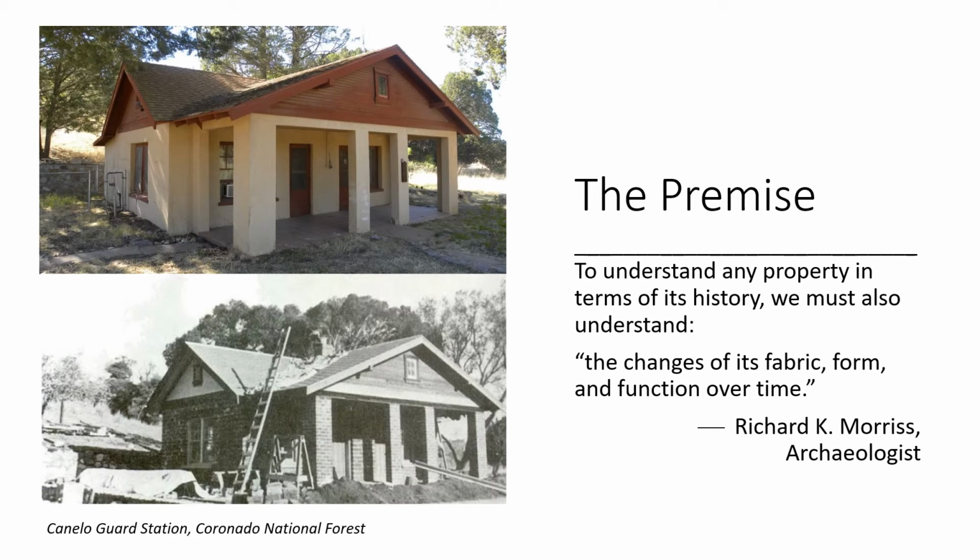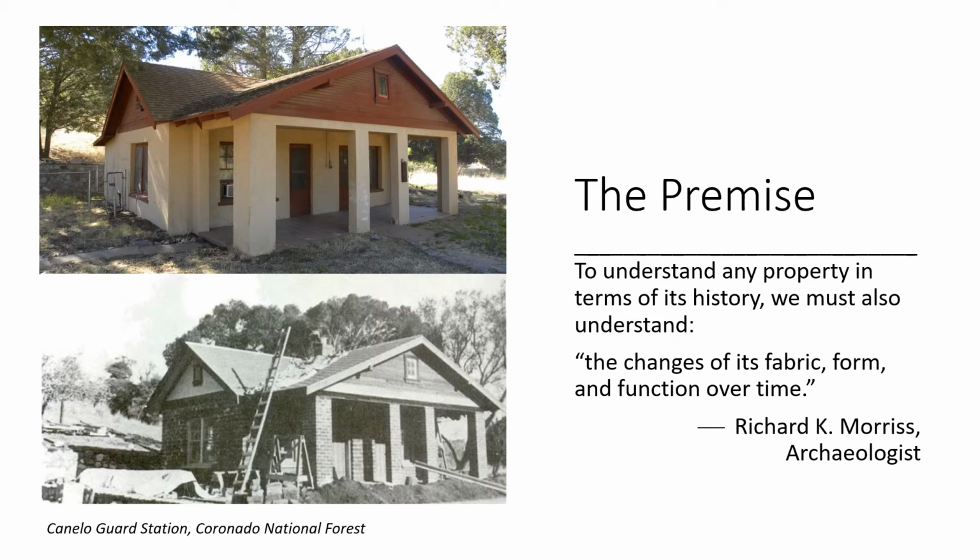To begin, let's paraphrase a passage from The Archaeology of Buildings by the British archaeologist Richard K. Morris. He writes that to understand any property in terms of its history and phases of development, we need to understand the changes to its fabric, form, and function over time. Form means the defining physical elements such as building types, construction methods, and designs that show the intention or purpose of a property. These elements are often tied to a larger context.